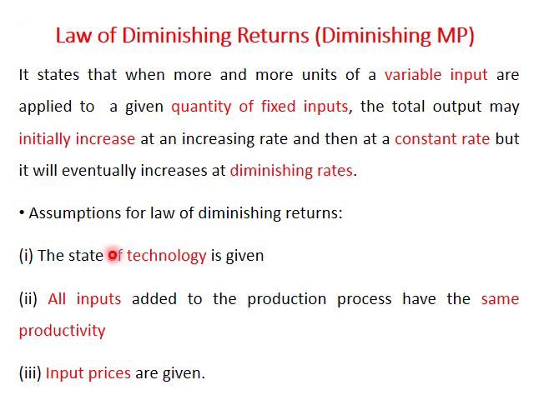And there are some assumptions for the law of diminishing return to work. The first one is that the state of technology is given, and the second one is that all inputs to the production process have the same productivity level. The productivity of all inputs remains constant. And the other assumption is that input prices are given. These are the assumptions for the law of diminishing returns to work.